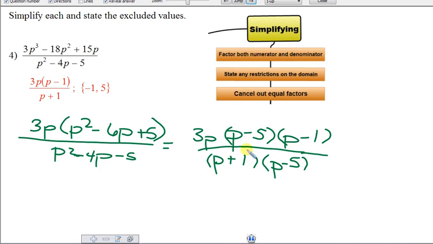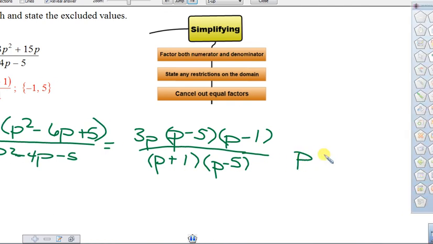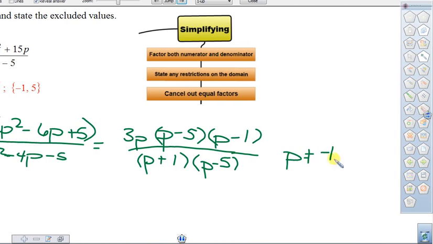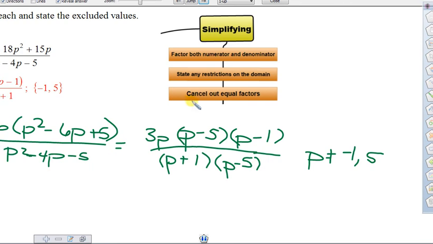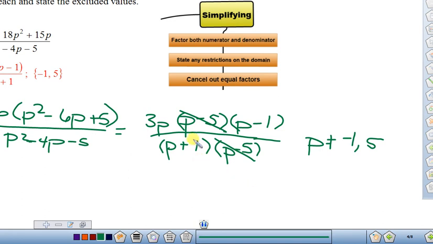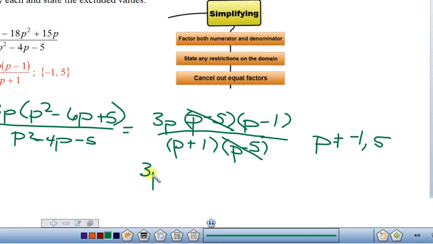Okay, so now the second step is state any restrictions on the domain. Again, you can totally ignore the numerator because it's really just the denominator that can't equal 0. So the values of p that cannot play in this function because it would create that undefined fraction would be negative 1 and positive 5. All right, now we're ready to cancel out equal factors. So we can go ahead and cancel those two out, and really that's all that we can cancel out, because they're not identical groups here.